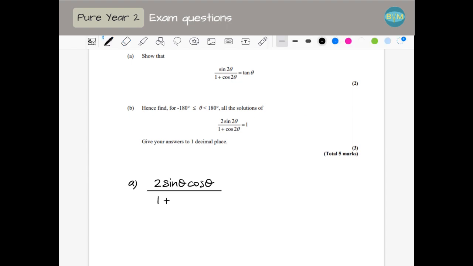So let's use that, and I have 1 and then 2 cos squared minus 1. So these two are gone, and then I have 2 cos squared in the denominator. These two can go with these two, and this cos with the square. So I have sine divided by cos, which is tan.